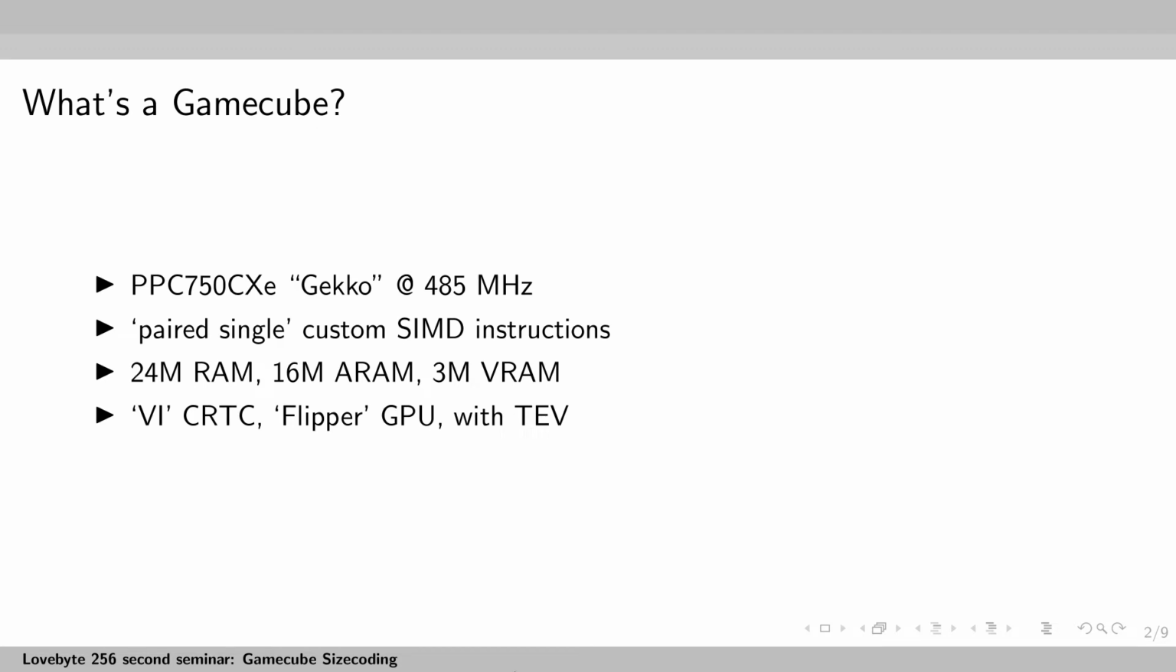The Gamecube has a PowerPC 750 at about half a gigahertz. It also has custom SIMD instructions called paired single, where you can manipulate two floats in one instruction. It has 24 megs of RAM and 16 megs of not really usable ARAM, and also 3 megabytes of VRAM. It has a CRTC called the VI, which gives you a frame buffer and a few registers to play with video signal timing. It also has a quite powerful GPU called the Flipper.